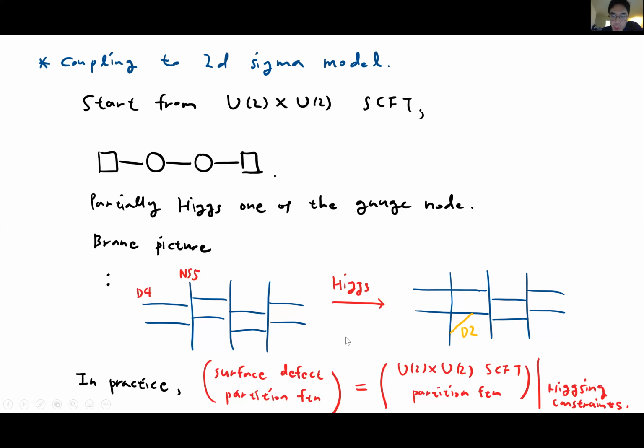So this procedure tells you how to compute the surface defect partition function of this type. First we compute the U2 cross U2 gauge theory partition function. And then by hand, we impose the Higgsing constraints that allow this aligning. Then we compute the surface defect partition function of this type.